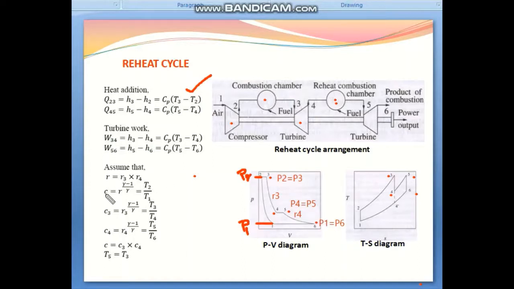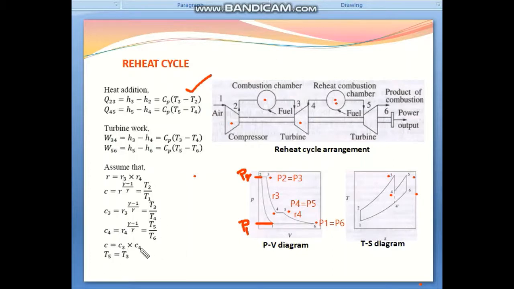So C you already know: C is R to the power gamma minus 1 by gamma, equal to T2 by T1, and C3 is R3 to the power gamma minus 1 by gamma, equal to T3 by T4, and C4 is R4 to the power gamma minus 1 by gamma, equal to T5 by T6. So C is equal to C3 into C4, the same as the relation R equals R3 into R4.